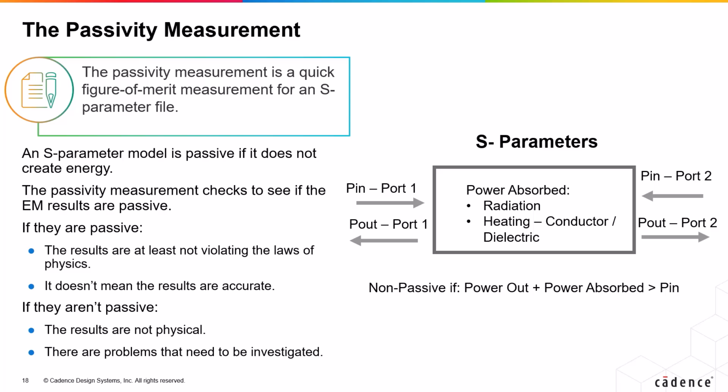I'm going to show you how to run a passivity measurement in Microwave Office on S parameters that have been generated by EM simulation. Passivity is a great way to check your S parameters. It gives you an idea if they're physical. Now, it doesn't mean that they're accurate. If results are passive, that still could be not a great answer. But at least it gives you a little bit better feeling that they are obeying the laws of physics.